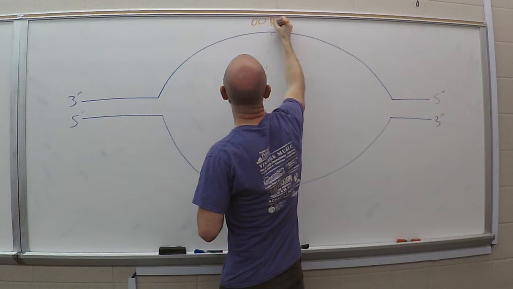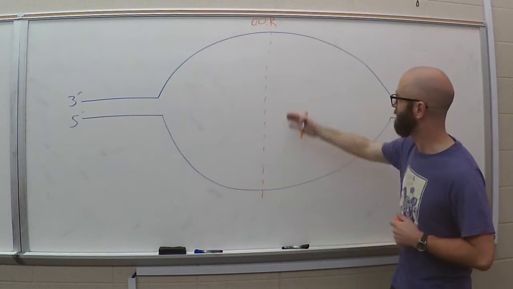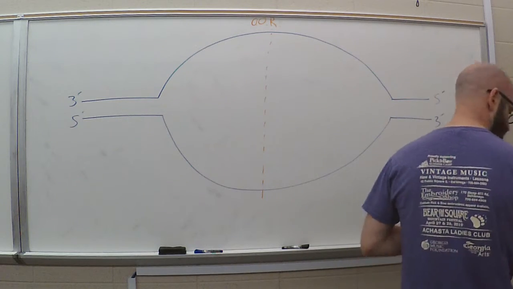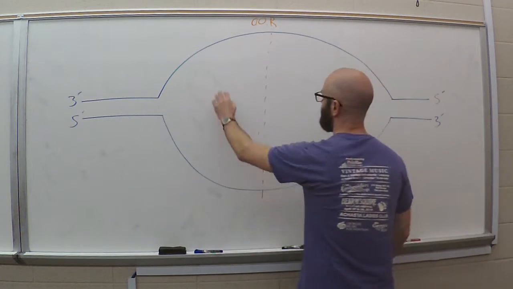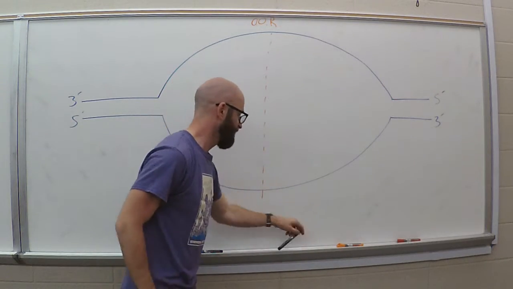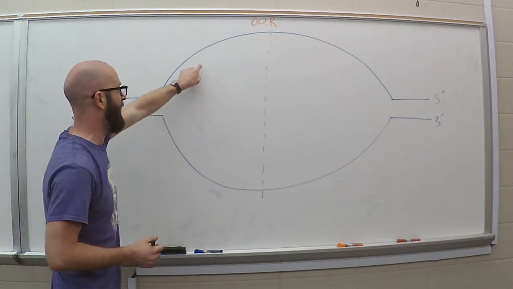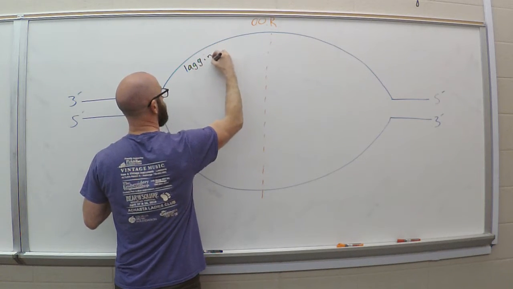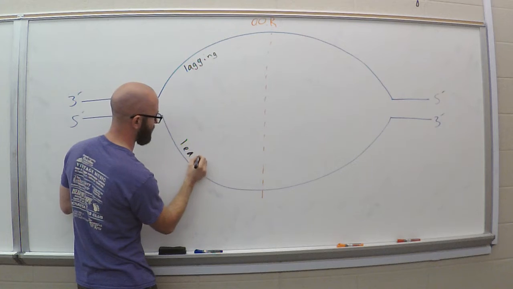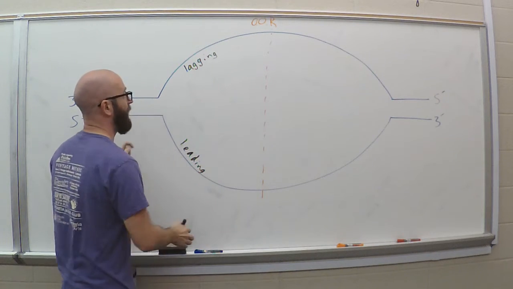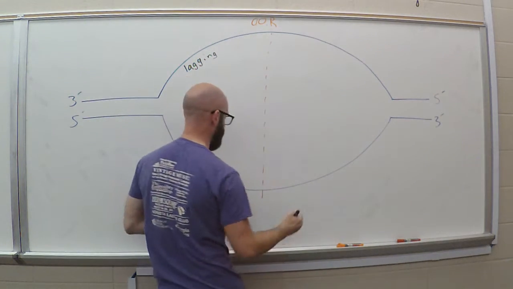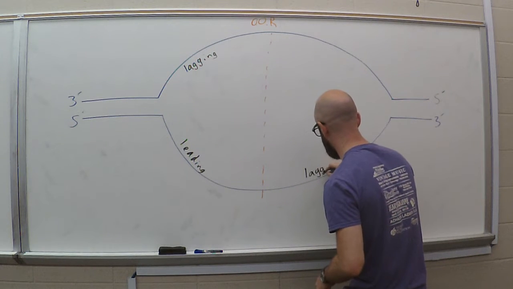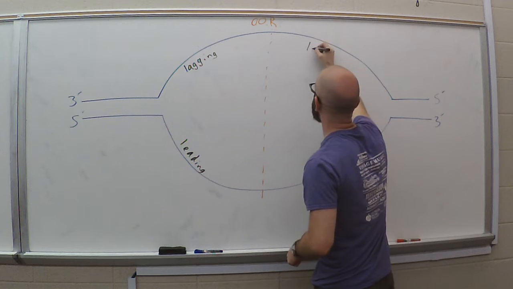Origin of replication right here, roughly in the middle. On one side of the origin of replication, you've got the lagging strand up here and the leading strand down here. And then on the other side of the origin of replication, it's the opposite. Now this is the lagging, and this is the leading.